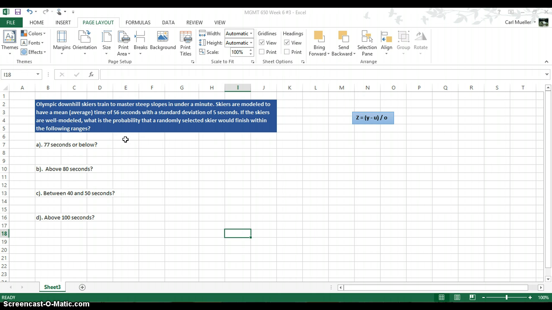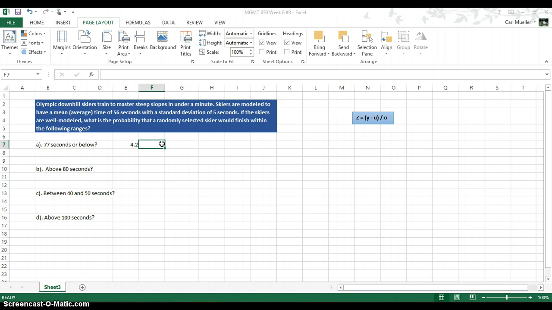So what we're going to do now is head right off the bat into part A: what is the probability of 77 seconds or below? To get this, we're going to use our equation. We'll input it into Excel for our z-score right here. This equation is key throughout this whole exercise. We're going to start out with our y value, which in this case is 77, minus our mean, which we know is 56, and then divide by our standard deviation, which in this case is 5. That gets a value of 4.2.